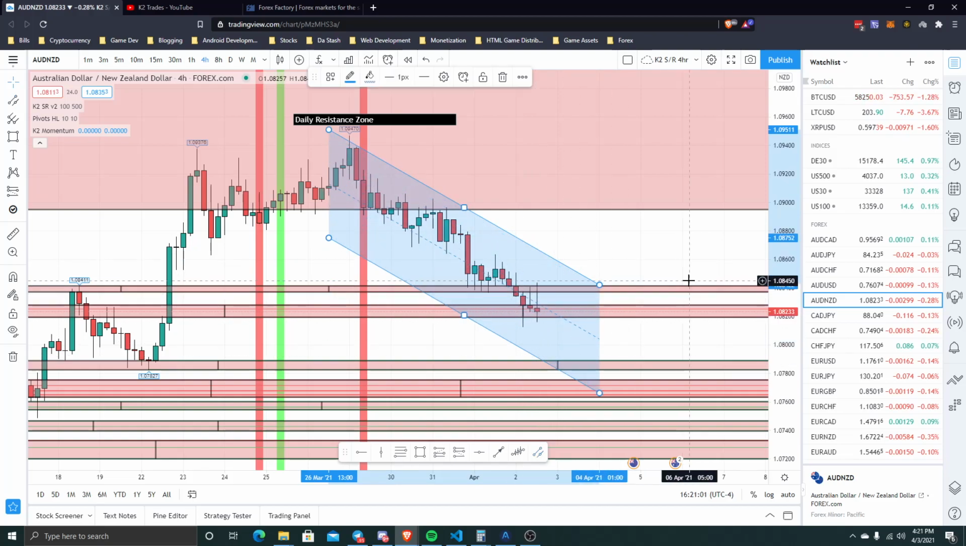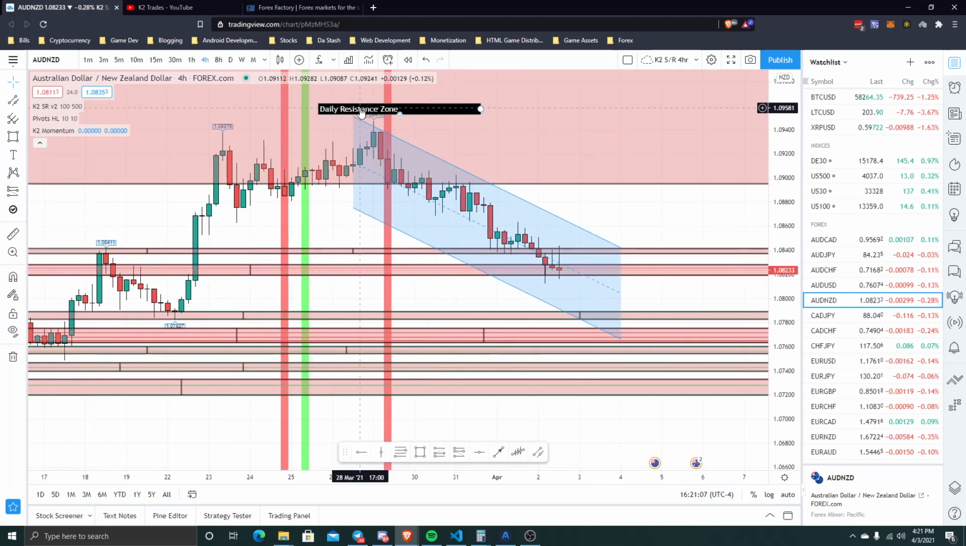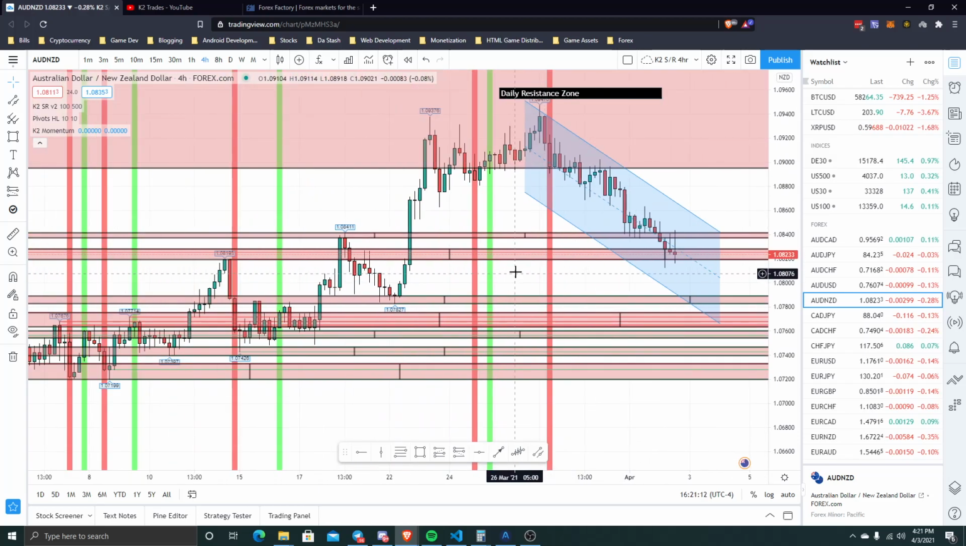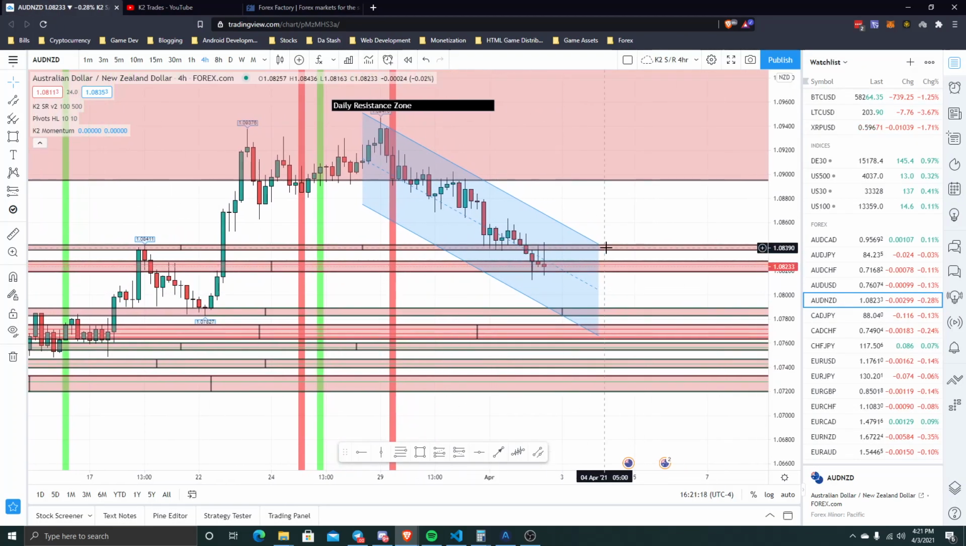So that's what the market currently looks like right now on the 4-hour in this downwards direction. And like I said, it touched the daily resistance, and it's just going to continue to go down for right now. We just have to wait and see what the news is for AUD on Tuesday, and we'll go from there.